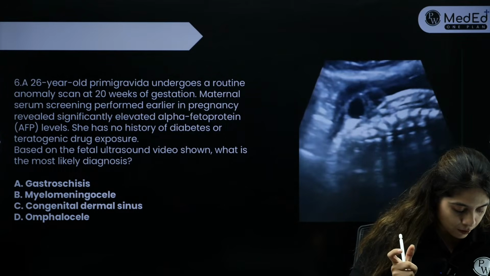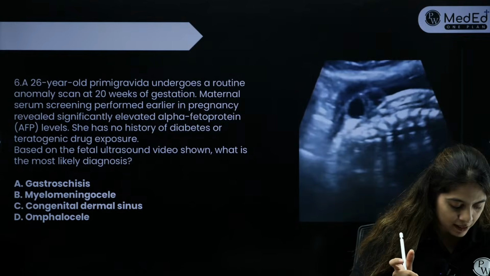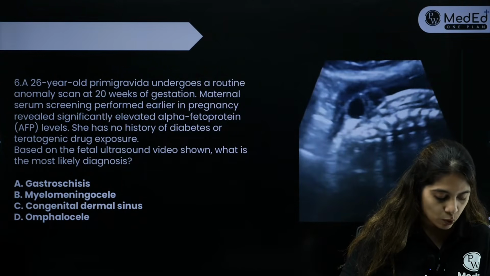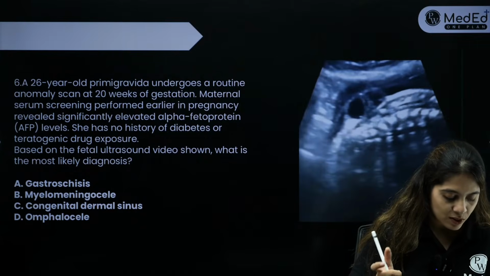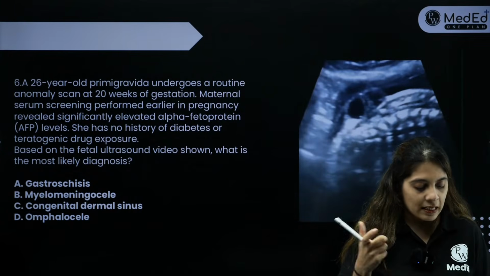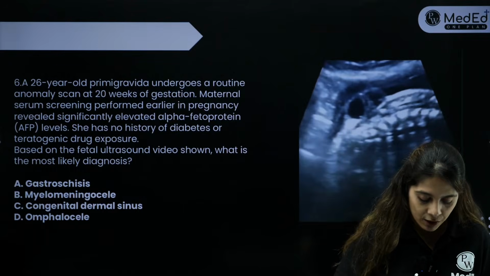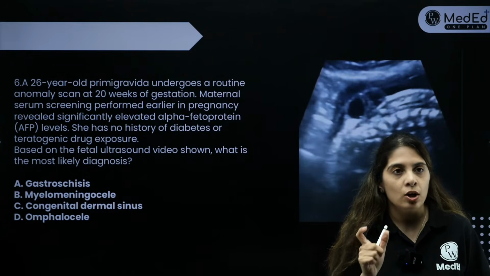So, she has no history of diabetes or teratogenic drug exposure. Based on the fetal ultrasound video, what is the most likely diagnosis? Whether it is gastroschisis, myelomeningocele, congenital dermal sinus, or an omphalocele. So, let us just see this video and try to identify which anomaly they have shown.